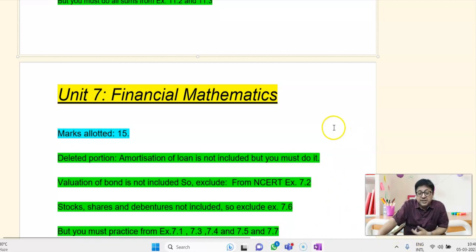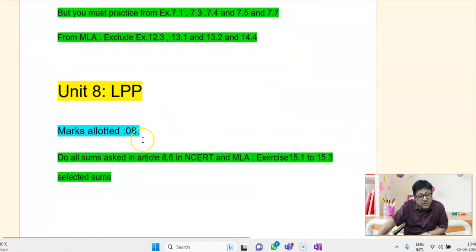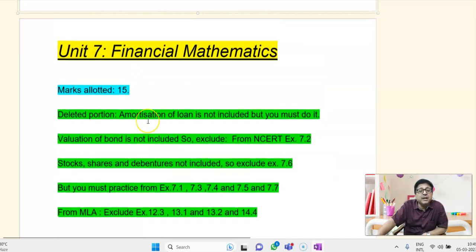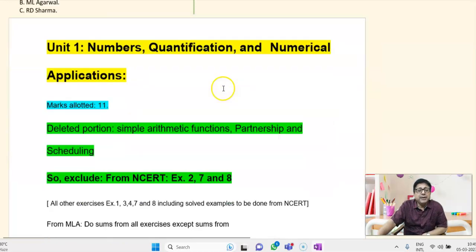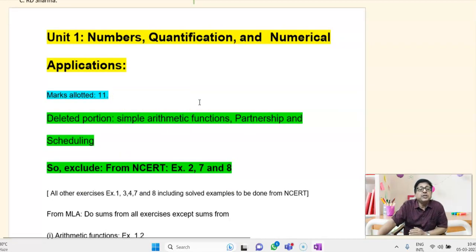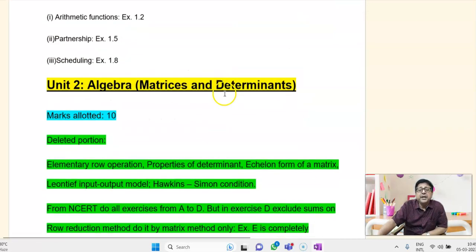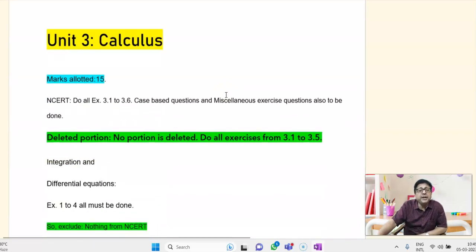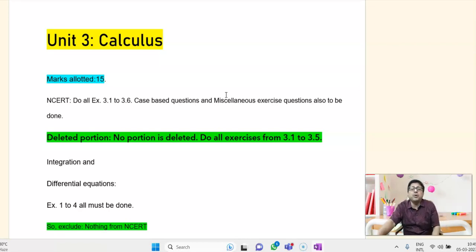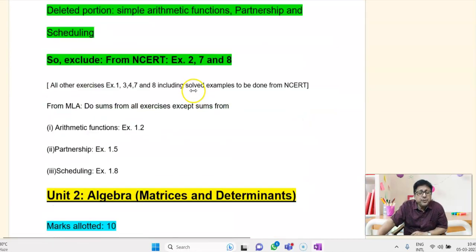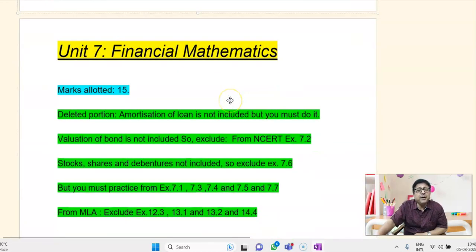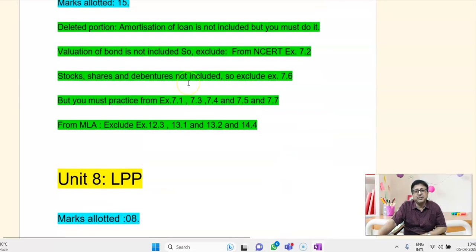Unit 1, that is quantization, all those things, and another portion, LPP. This is also a gift for you. 8 marks and 15 marks, 23 marks you are answering from there, and from unit 1 you can see 11 marks. So this non-calculus topic, 23 plus 11, 34 marks of questions you can complete properly in 3 to 4 days only. So even those who have not started yet, it is my request, do everything from unit 1, everything from unit 7, everything from unit 8.